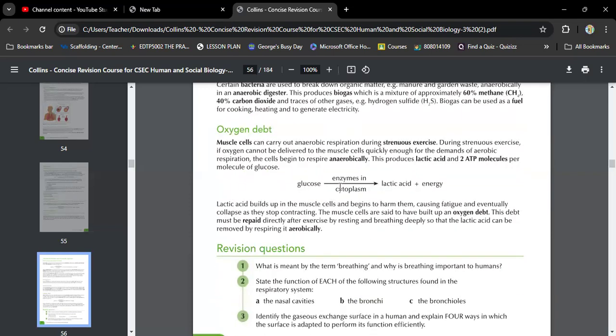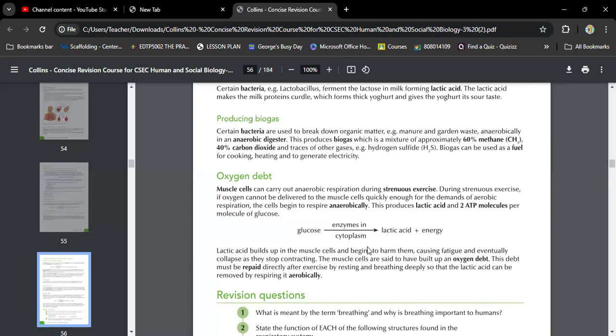Next, we have something called oxygen debt. So what is oxygen debt? Muscle cells can carry out anaerobic respiration during strenuous exercise. During strenuous exercise, if oxygen cannot be delivered to the muscle quickly enough for the demands of aerobic respiration, the cells begin to respire anaerobically. This produces lactic acid and two ATP molecules per molecule of glucose, right? Lactic acid builds up in the muscle cells and begins to harm them, causing fatigue and eventually collapse as they stop contracting. The muscle cells are said to have a buildup of oxygen debt.